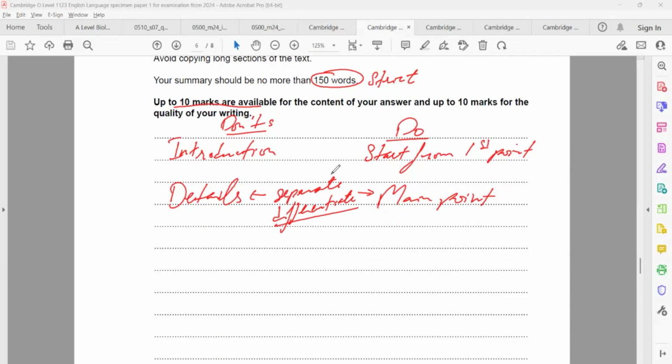Another don't, although it's clearly mentioned over here in the question, is do not use bullet points. Do not put any sort of bullet points, whether they're in the form of a dot or a star or an arrow or a number, like this is point number 1 out of 10, and this is point number 5 out of 10. You don't do that. Write it as a paragraph. So those are just some things that you want to keep in mind when attempting a summary.